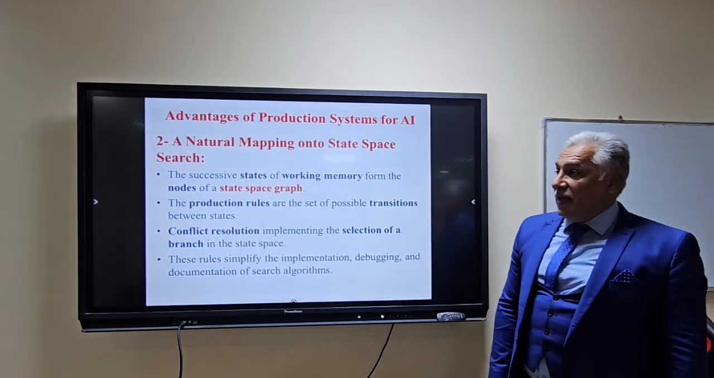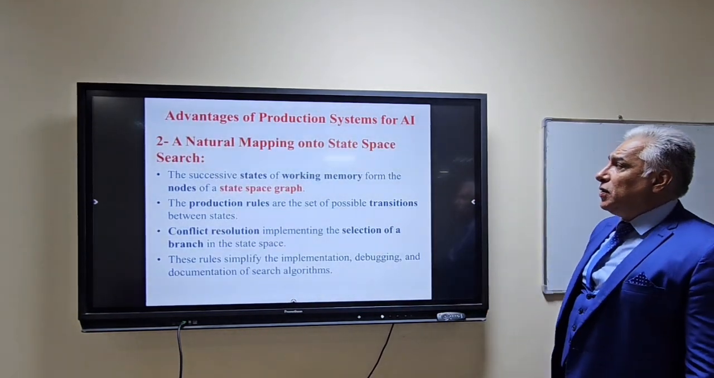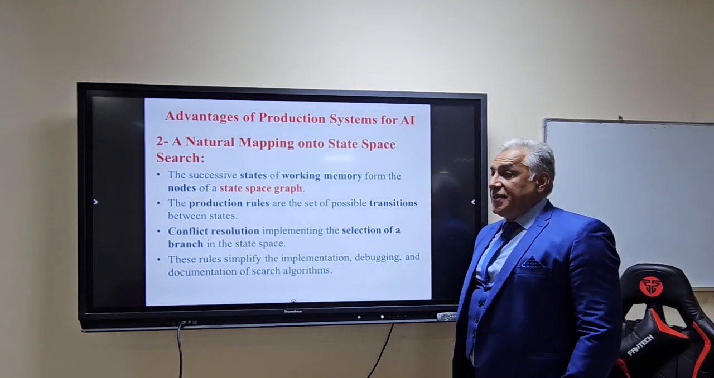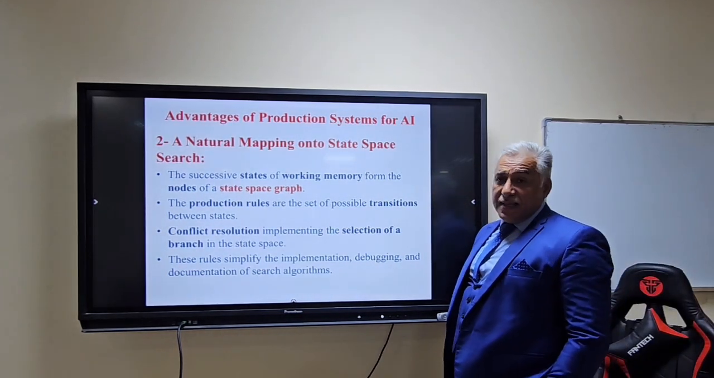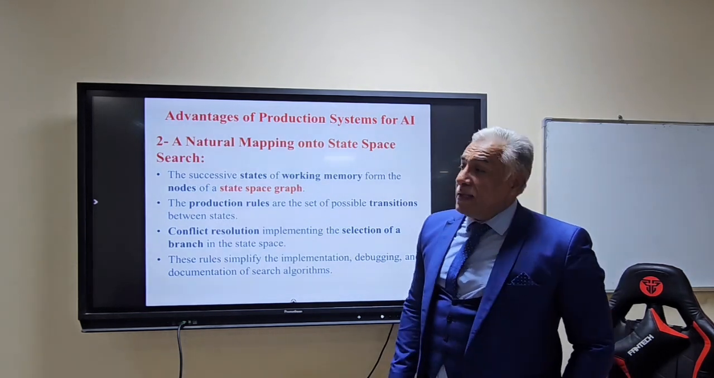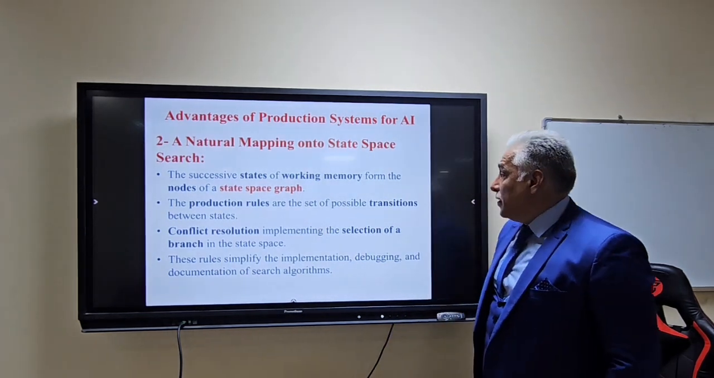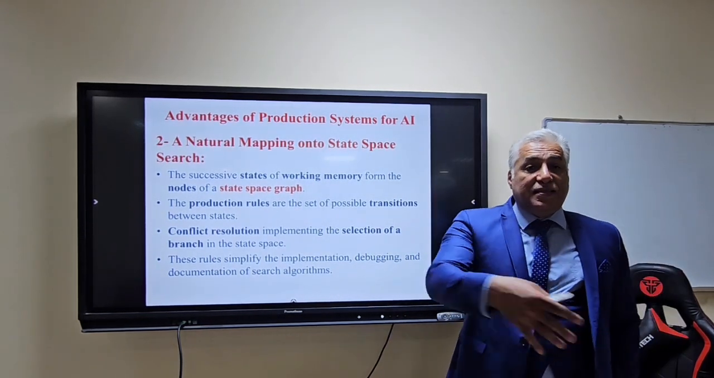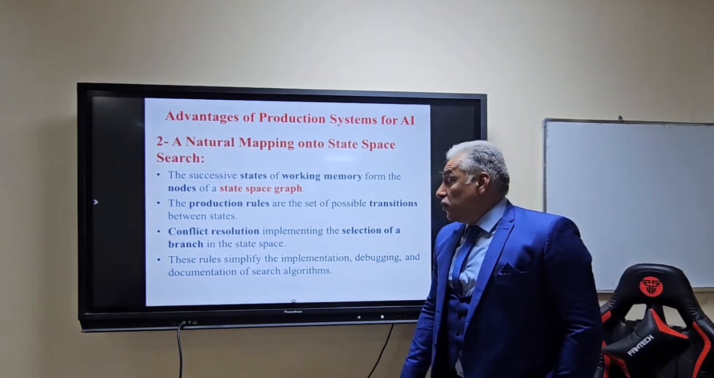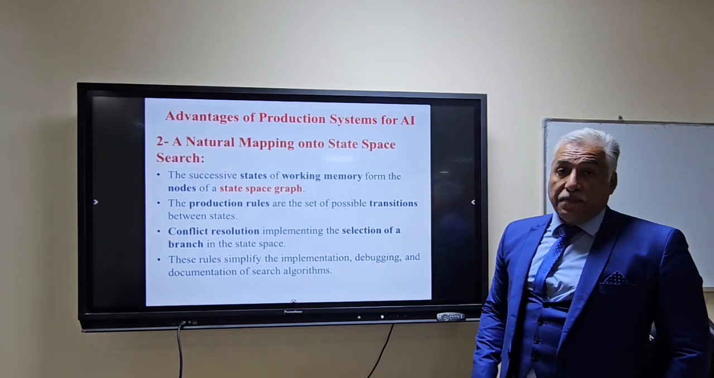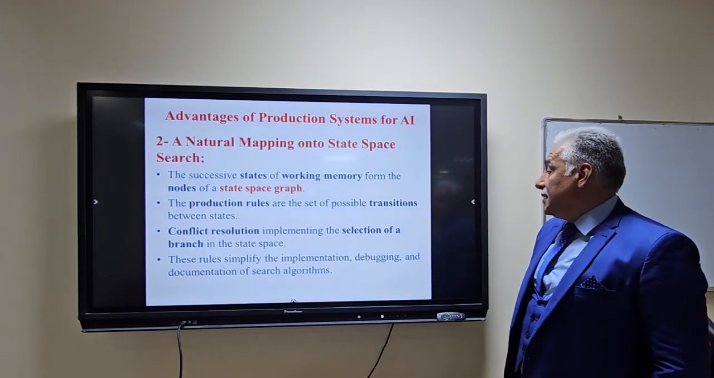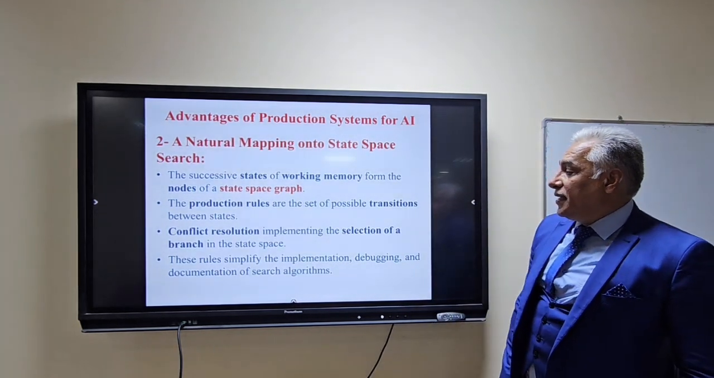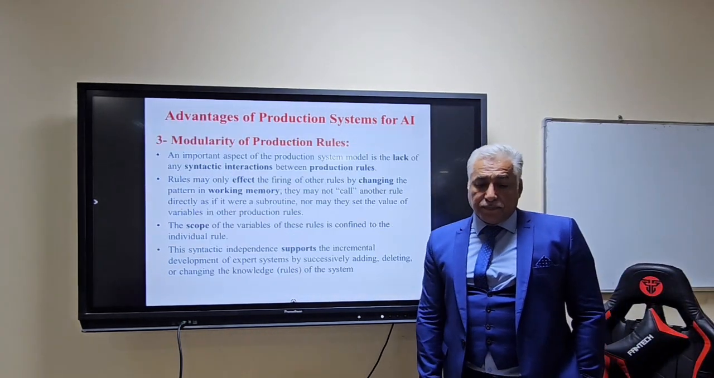Now, the second advantage, the natural mapping onto state space search. The successive states of the working memory form the nodes of the state graph. The production rules are the set of possible transitions between states. Conflict resolution implements the selection of the branch in the state space. This will simplify the implementation, debugging, and the computation of the search algorithms.